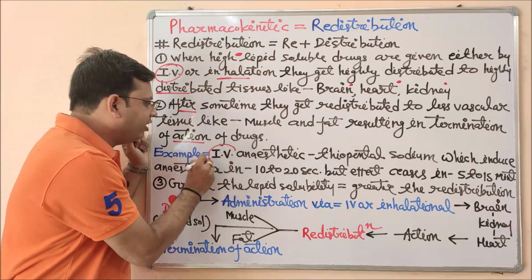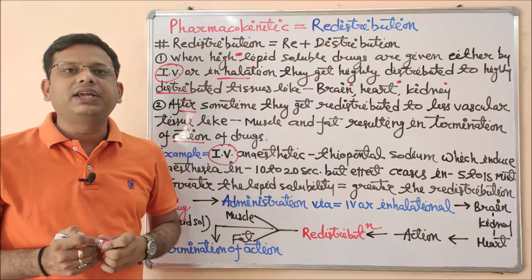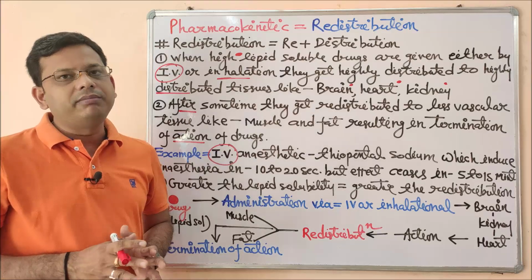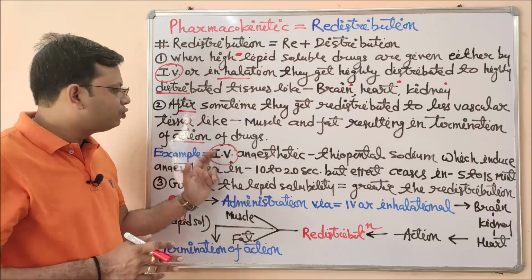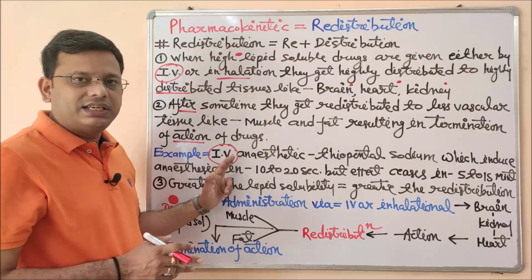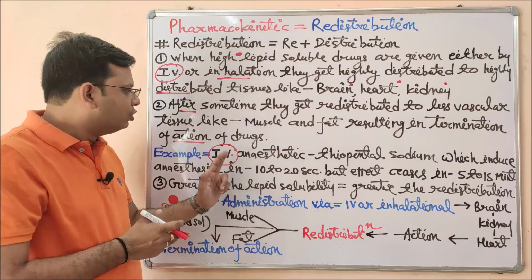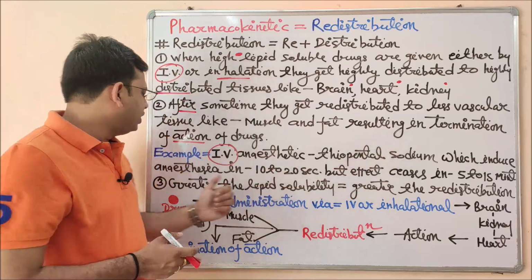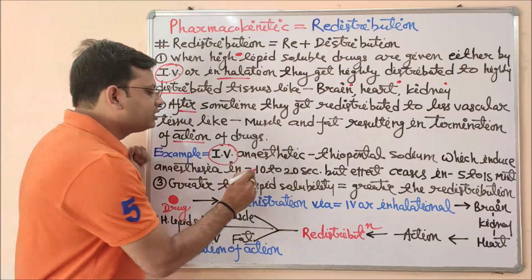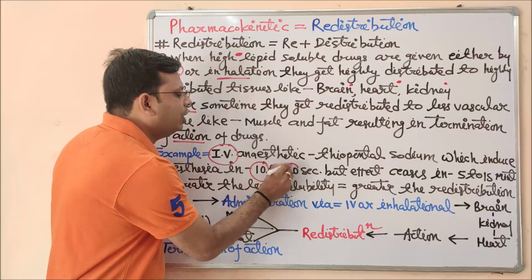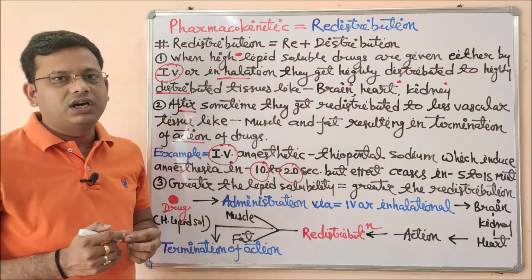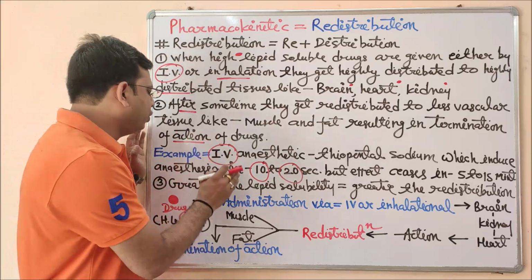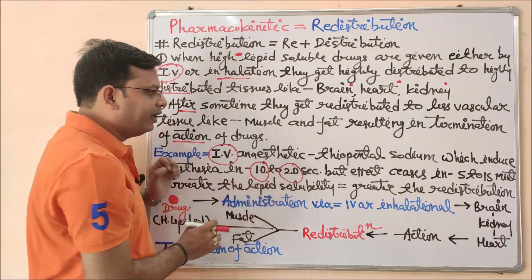Examples are IV anesthetics. What is an anesthetic? All those drugs which are used to block the sensation of pain in a reversible manner are called anesthetics. If you give a general anesthetic through the IV route, an example is thiopental sodium, which induces anesthesia in just, remember this point, 10 to 20 seconds, because this drug is highly perfused to this part. So that drug produces anesthesia in 10 to 20 seconds.